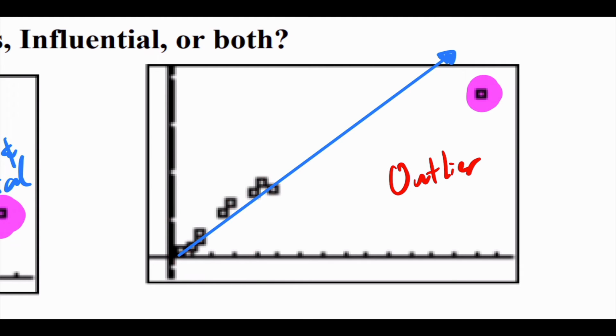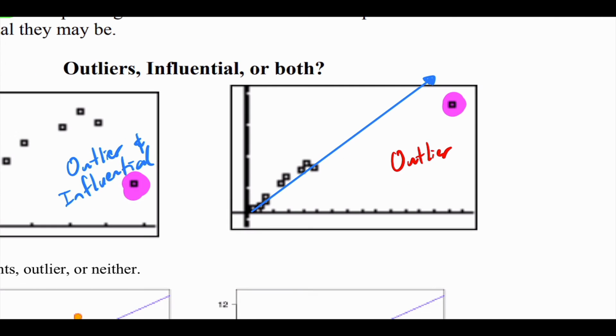Is it influential to the blue line? If I take it away, would that blue line change at all? Not really. It fits where it's kind of going, right? It sticks out because it's way out there, but it's not really influential.